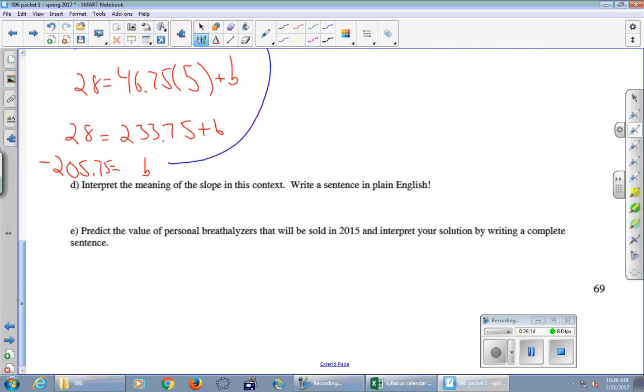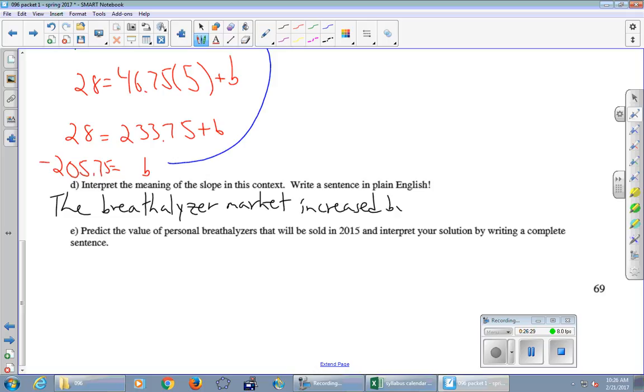So we'll write our sentence. The breathalyzer market increased by $46.75 million per year. Questions on that?